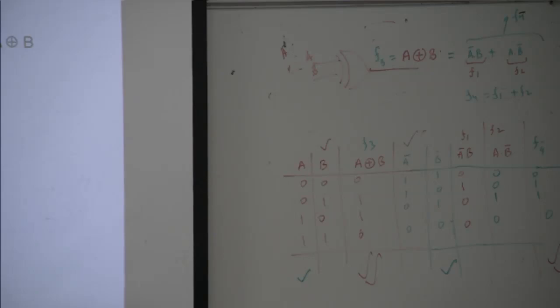Now we can say same inputs give output 0 and different inputs give output 1. So now A exclusive OR B, now we have proved it or not? This one, A bar B, now we have proved it. So 1 1.